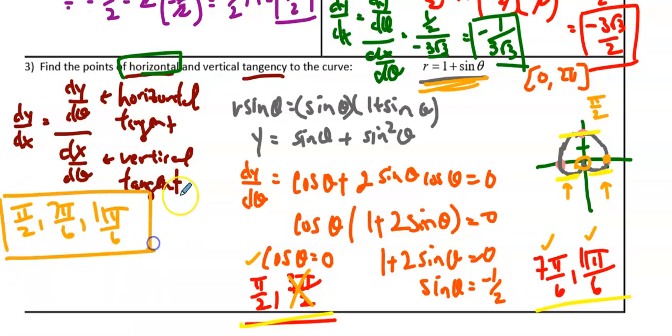I'm going to do the vertical tangent in the next video, and I'll do example number 2 at the very top of the page. So I'll do what I didn't do on this page in the second video.